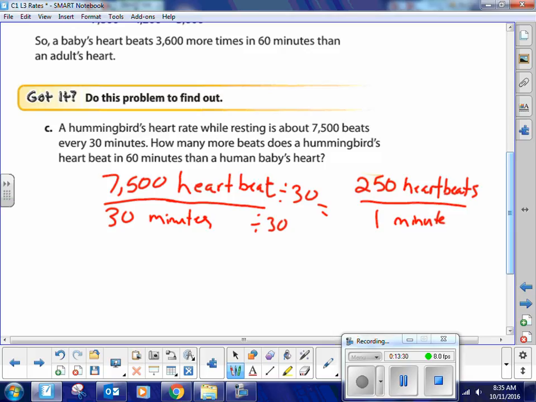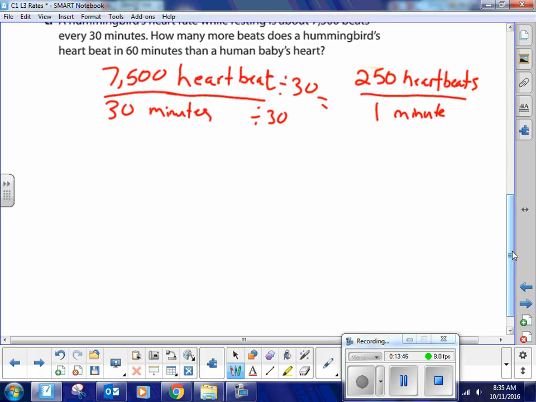Now, if you were quick with it, you could probably notice that you could have just taken 7,500 over 30 minutes and multiplied both of them by 2 to get up to 60 minutes, because that's what we really need. But I just wanted to go through the rate and get down to the unit rate. Okay, we need to multiply this by 60.